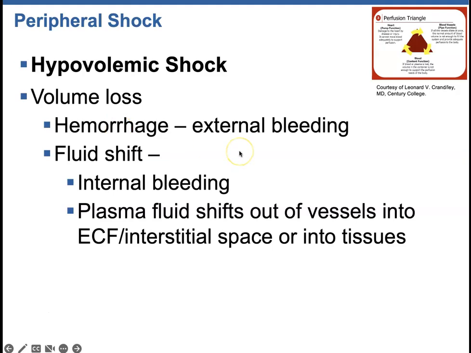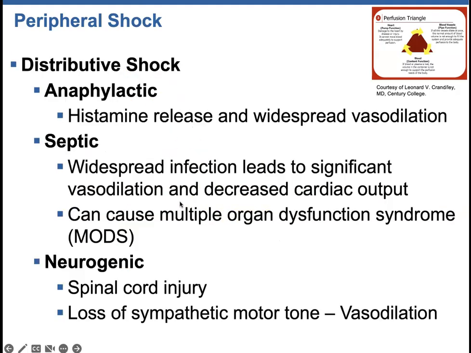Hypovolemic shock, we're talking about volume loss. So hemorrhage, obviously, external bleeding, or you have internal bleeding. You could also have a plasma fluid shift that happens where the fluid is now shifting out of the vessels. Now this plasma fluid shift often happens when you have a distributive shock situation. So it'll actually end up leading to hypovolemic shock.